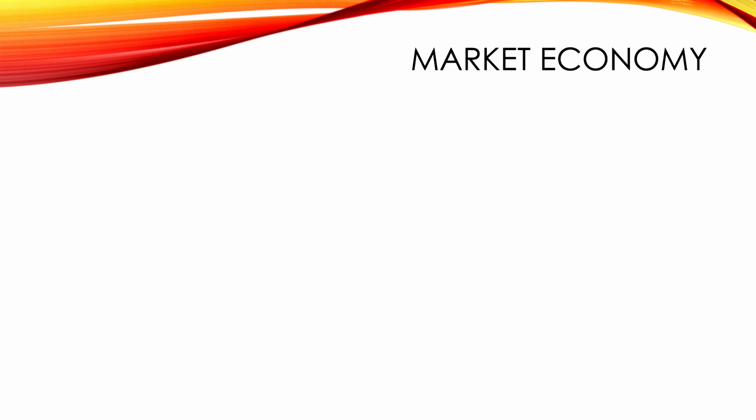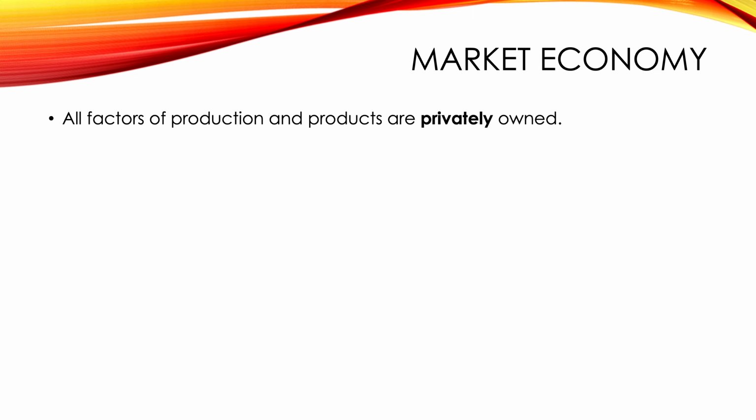Now, a market economy, to define that, is where the factors of production, think back to them, land, labor, capital, are all privately owned, as opposed to publicly owned. So publicly owned means owned by the government. Privately owned means owned by individuals, such as households and firms, which you might remember if you've seen the video on the circular flow model.